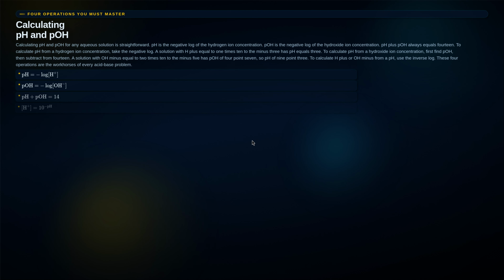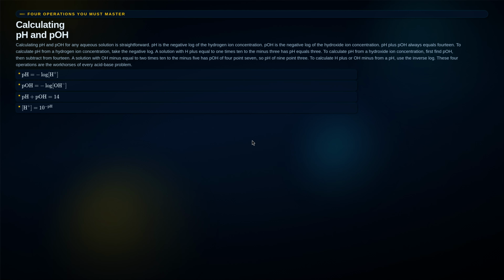Calculating pH and pOH for any aqueous solution is straightforward. pH is the negative log of the hydrogen ion concentration. pOH is the negative log of the hydroxide ion concentration. pH plus pOH always equals 14. To calculate pH from a hydrogen ion concentration, take the negative log. A solution with H plus equal to 1 times 10 to the minus 3 has pH equals 3.